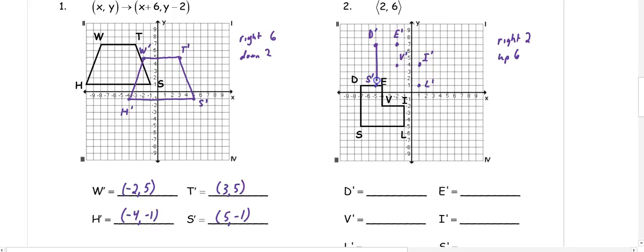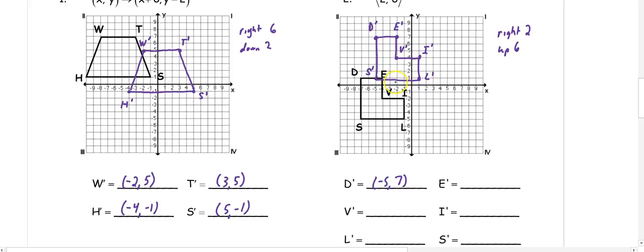And then I'm going to connect the sides to form my same shape again. And then I can identify my points. So D prime is now at negative 5, positive 7. E is at negative 2, 7. V is at negative 2, 4. I is at 1, 4. L is at 1, 1. And S is at negative 5, 1.